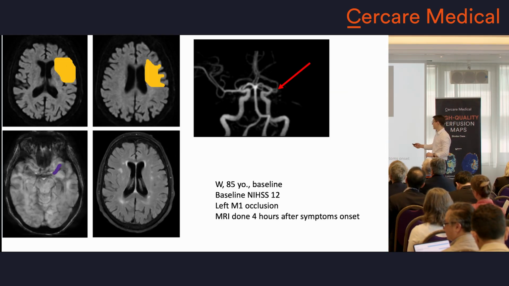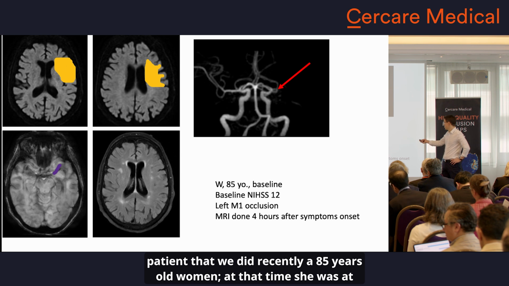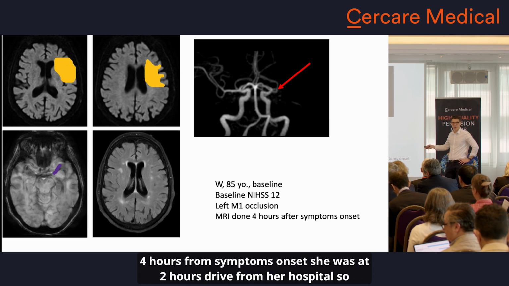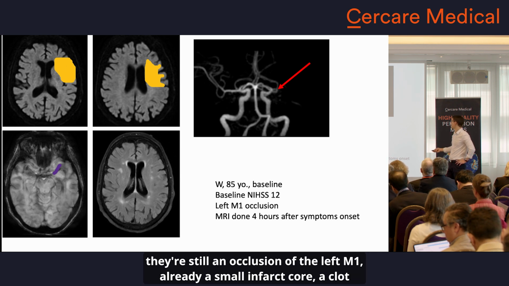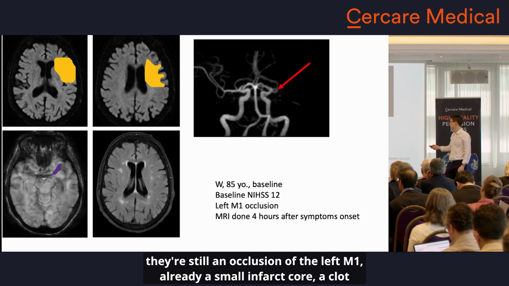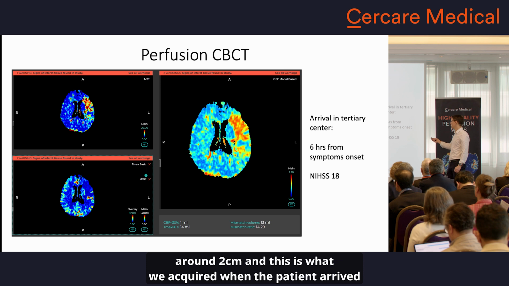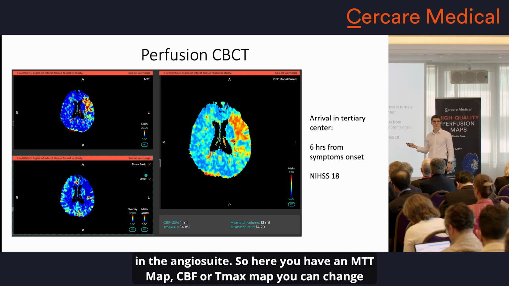I'm showing you a patient that we did recently, an 85 years old woman. At that time, she was at 4 hours from symptoms onset. She was at 2 hours drive from her hospital. So there's still an occlusion of the left M1, already a small infarct core, a clot around 2 centimeters. And this is what we acquired when the patient arrived in the angio suite.